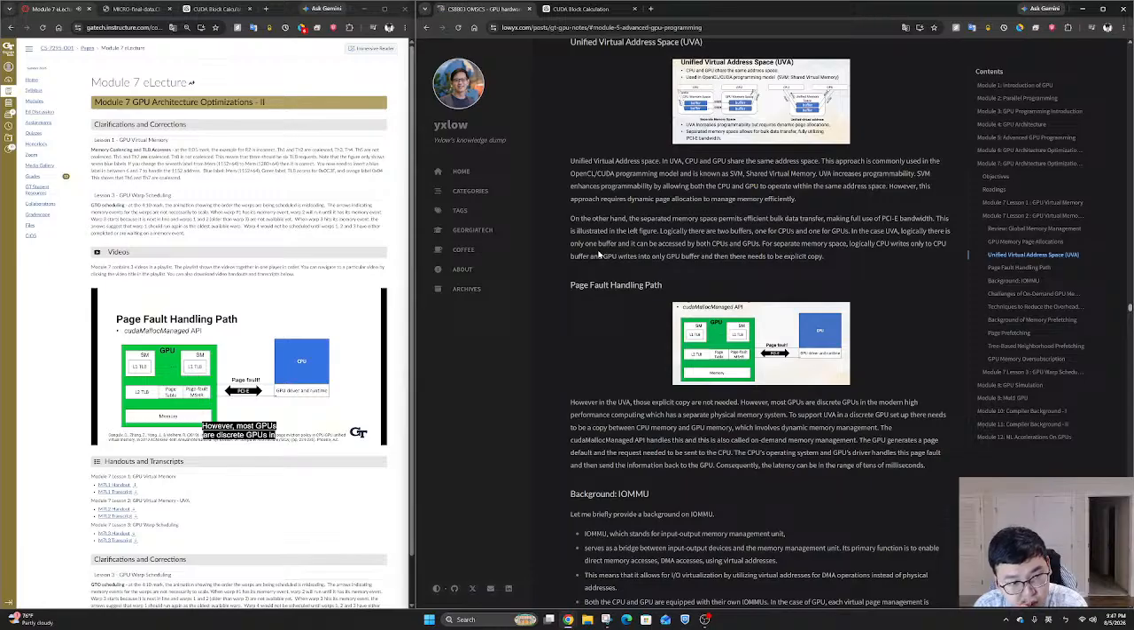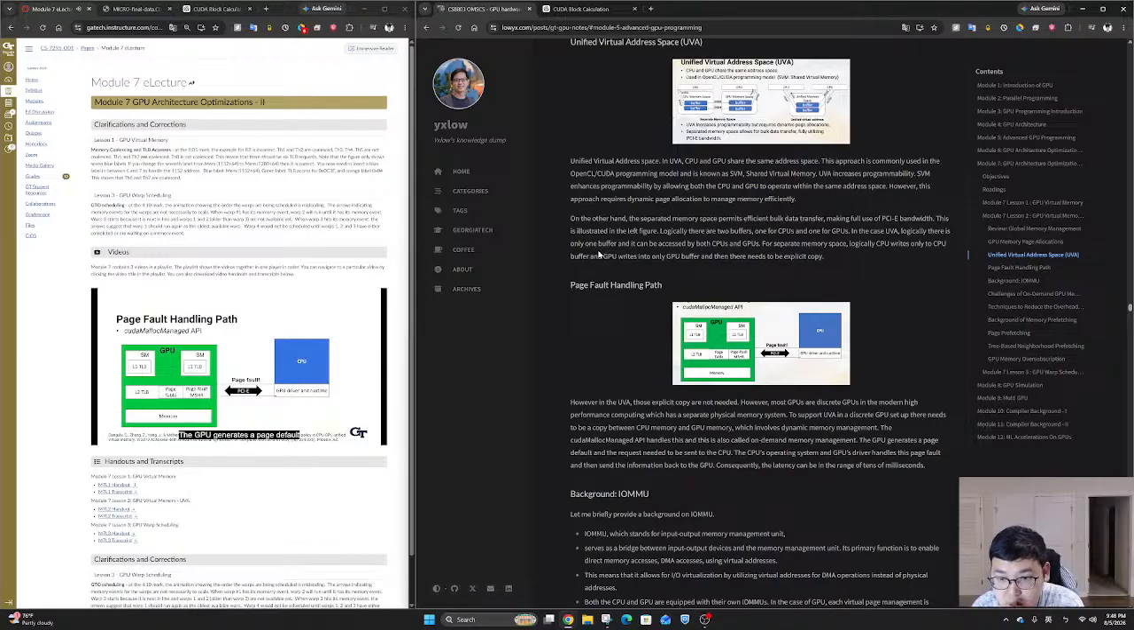However, most GPUs are discrete GPUs in modern high-performance computing, which have a separate physical memory system. To support UVA in a discrete GPU setup, there needs to be a copy between CPU memory and GPU memory, which involves dynamic memory management. The cudaMallocManaged API handles this, and this is also called on-demand memory management.